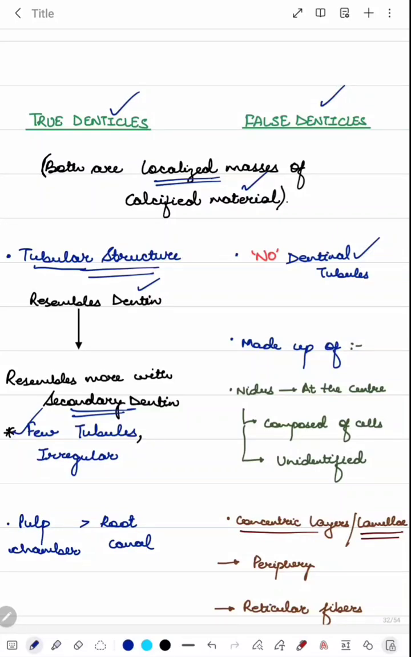The false denticles are made up of a central nidus, and at the periphery there are concentric layers or lamellae. Now the nidus is composed of unidentified cells, which are present at the center of the stone, or you can say the false denticle, and the concentric layers or lamellae, which are made up of reticular fibers, are present at the periphery.